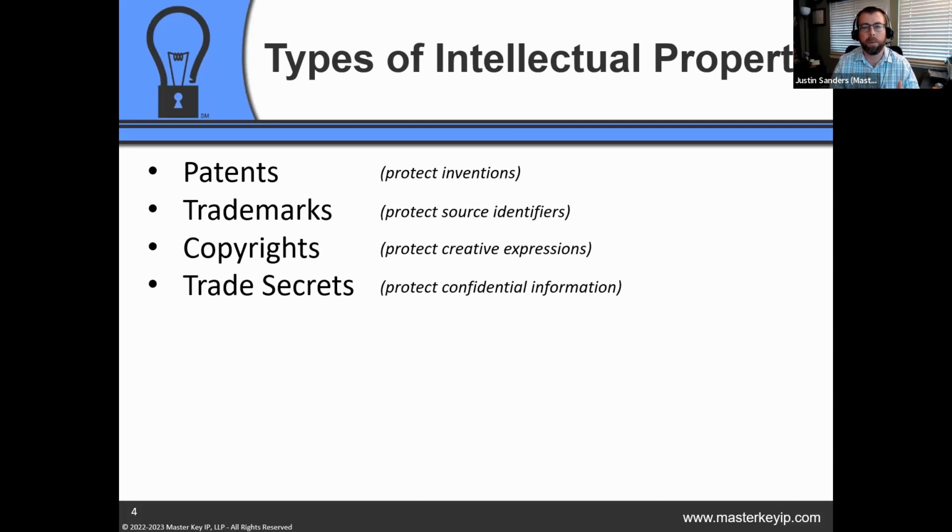Copyrights are what we use to protect creative expressions: photos, music, books, any kind of creative expression is typically protected through copyright. And then trade secrets are what we use to protect confidential information, like the Coca-Cola recipe, or things like standard operating procedures within your business, proprietary algorithms, customer lists, and any confidential information. Tonight's talk is going to be focused on the first one, patents, which is what we use to protect inventions, any unique technology you might develop, a unique product, process, etc.